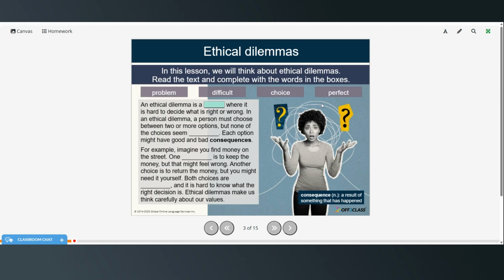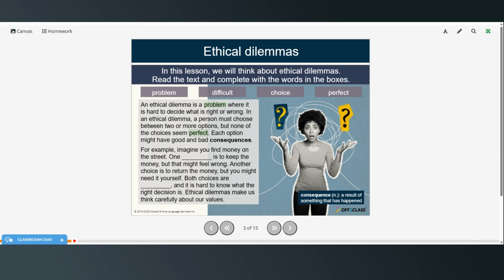All right, an ethical dilemma is a problem where it is hard to decide what is right or wrong. In an ethical dilemma, a person must choose between two or more options, but none of the options seem perfect. Each option might have good and bad consequences.